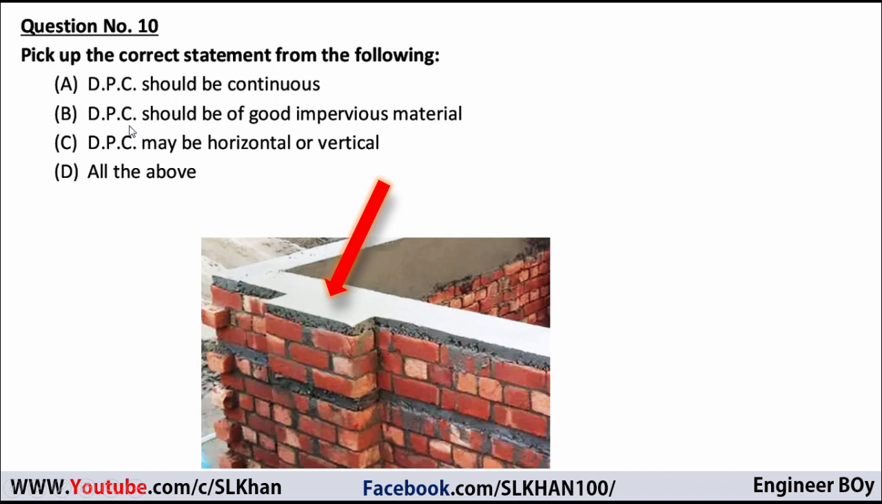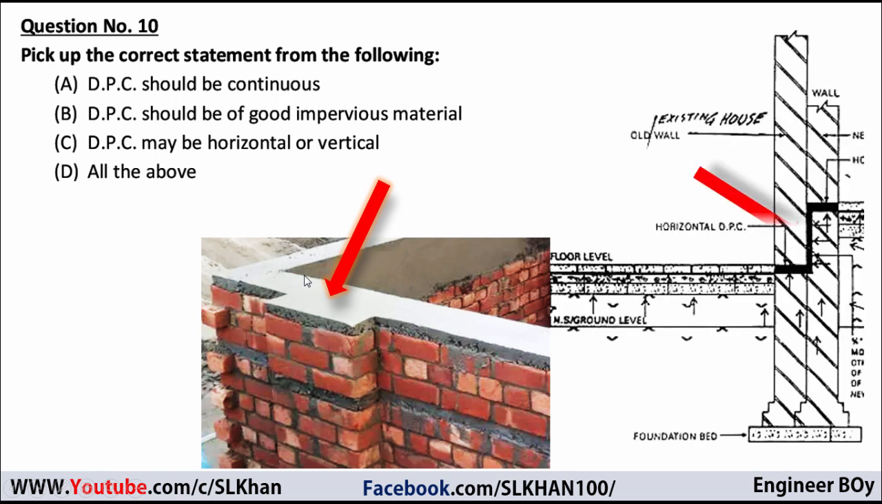Option B, DPC should be of good impervious material. Of course, that's also correct, because it is an impervious course. Option C, DPC may be horizontal or vertical. Yes, that's also correct. Just look at this picture. This is horizontal, and in another picture, these two walls are adjacent to each other, so we are providing a vertical DPC over here, just this portion. So all of the above options are correct.